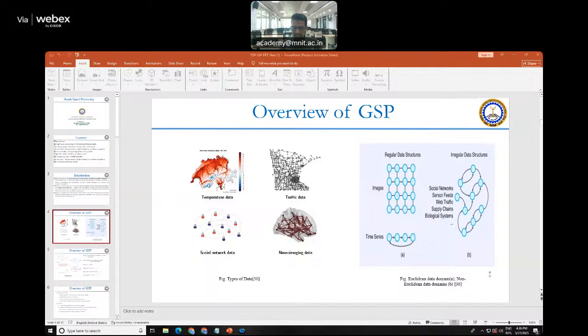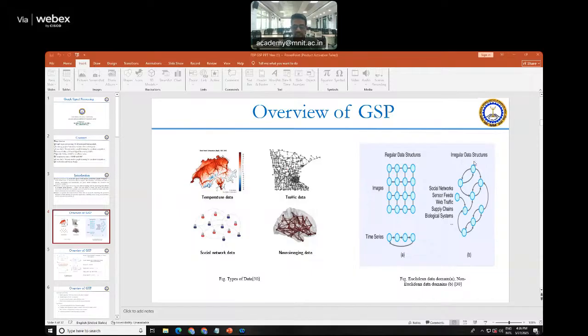Now, coming to another thing, see, regular data structure. What do you mean by regular data structure? Regular data structure means where symmetry is there. For example, this is basically an image. What do you mean by image? It is basically a 4 by 4 image where all the pixel values are there and they are connected to each other in this fashion.